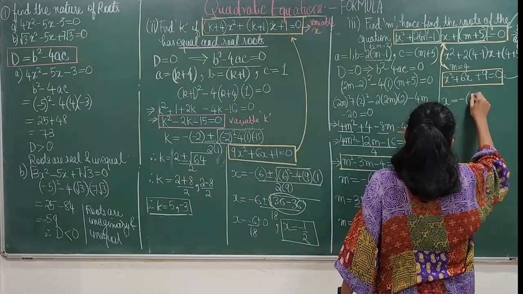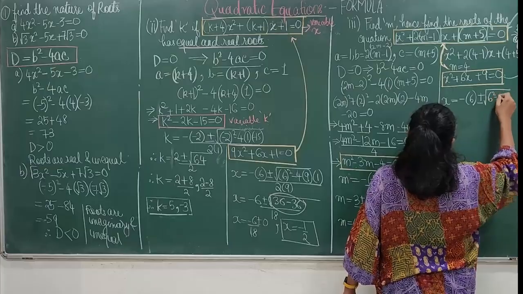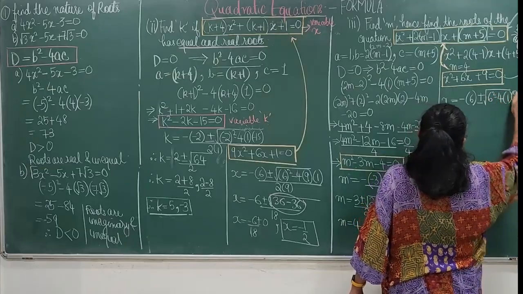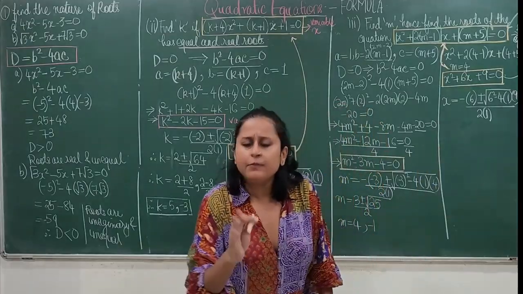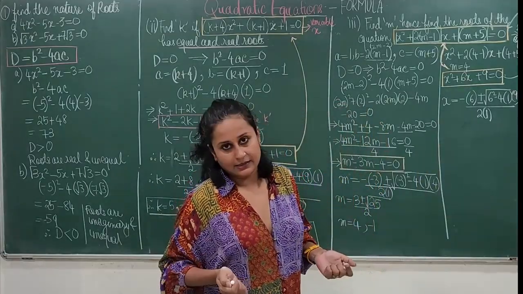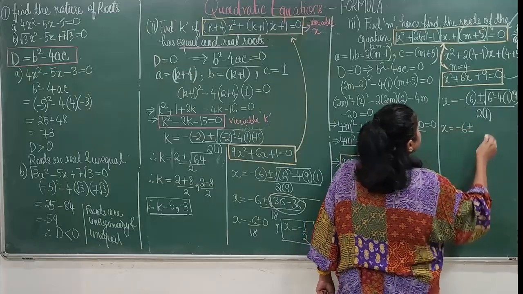x is minus b, that is minus 6 plus minus square root of 6 square minus 4 into 1 into 9 upon 2 into 1. Every time I am writing this step because I don't want anyone to cut 1 mark from me. Okay. So x is equal to minus 6 plus minus.